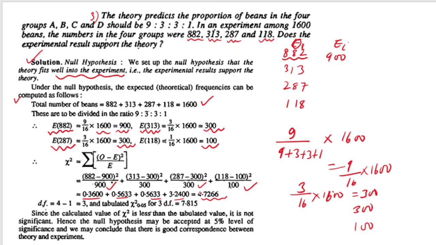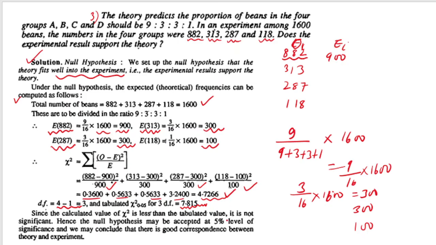Now we have to check what the degree of freedom is. Here we have 4 different observations, 1 2 3 4. So the degree of freedom is 4 minus 1, that is equal to 3. So the tabulated chi-square for 3 degrees of freedom, and I already have shown you the table, so you can verify, it is 7.815, and the calculated value we have got is 4.7266. So since the calculated value is less than the tabulated value, it means what?